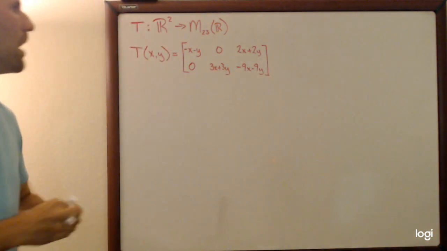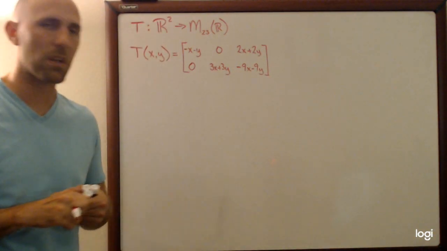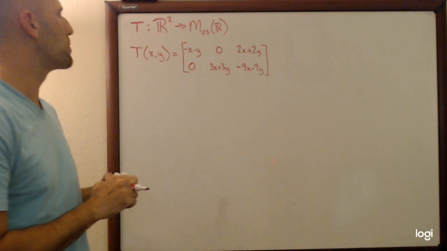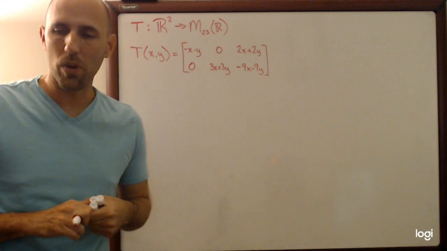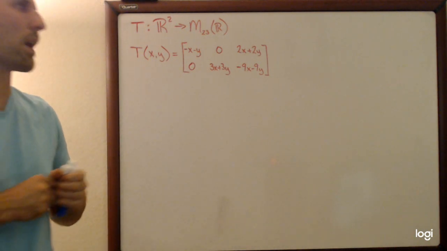Okay. So we're given that this is a linear transformation. The spaces are R2 to M23. And they want us to find both the kernel and the range.